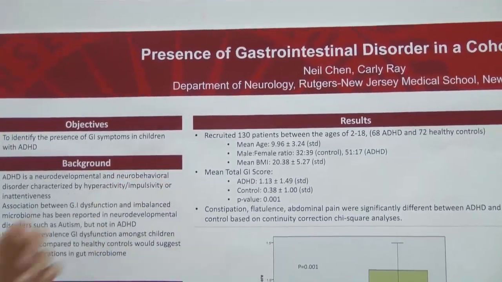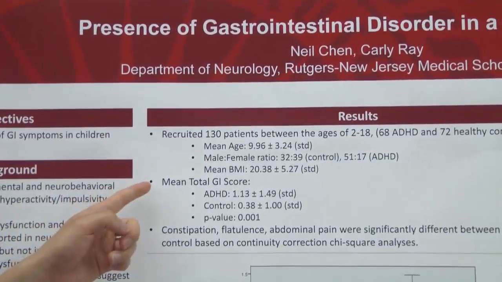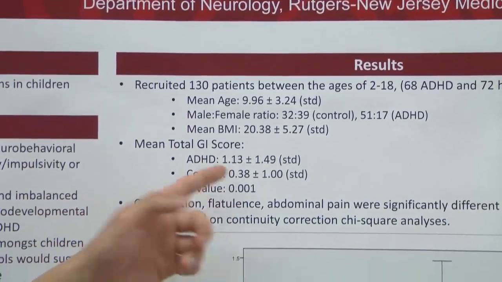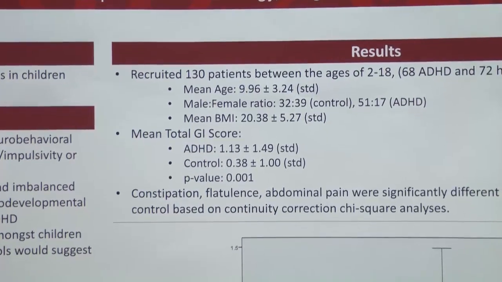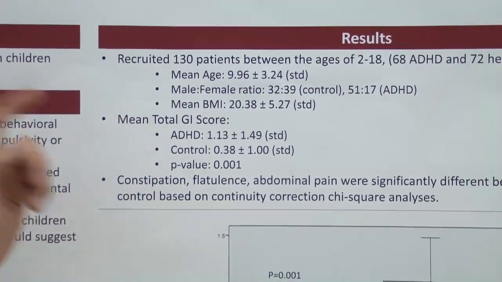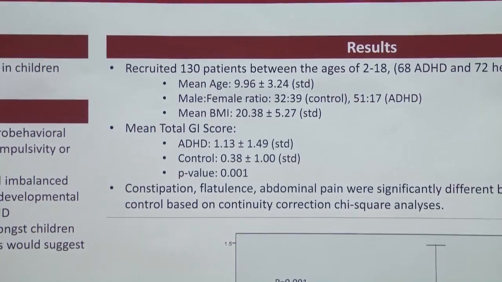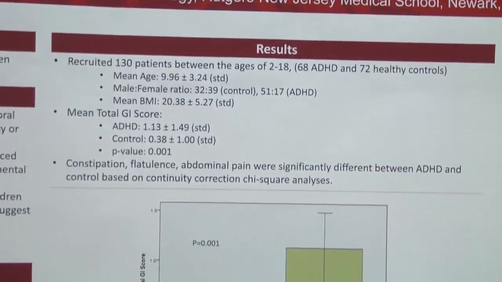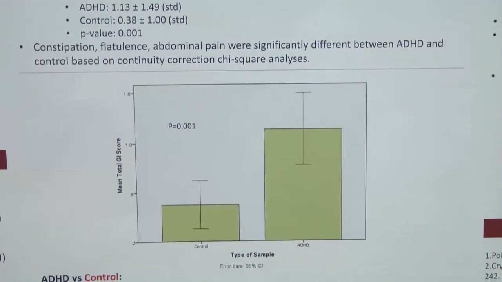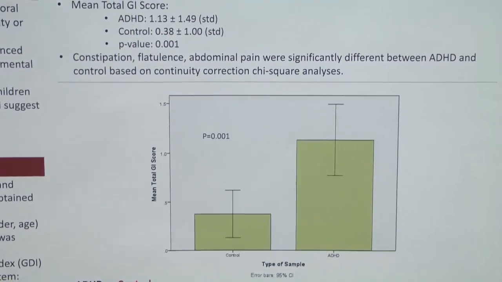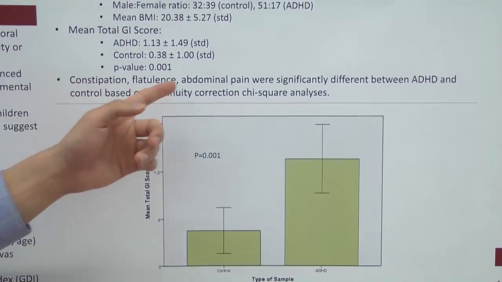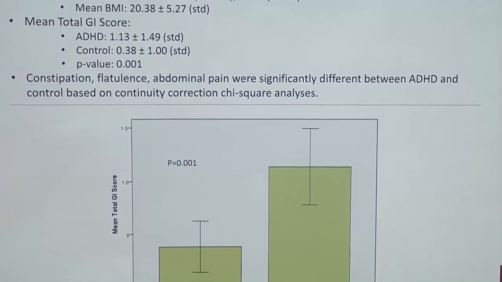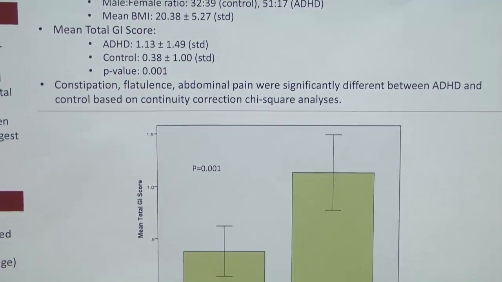For our results, in ADHD, we found that in our survey, the mean total GI score was 1.13, and our control was 0.38. So the difference between the means of ADHD and control was significant, and this chart would show that. We also ran a chi-square analysis between all the individual items that I previously mentioned, and we found that constipation, flatulence, and abdominal pain were significantly different between the ADHD and the control groups. And you can see that here.